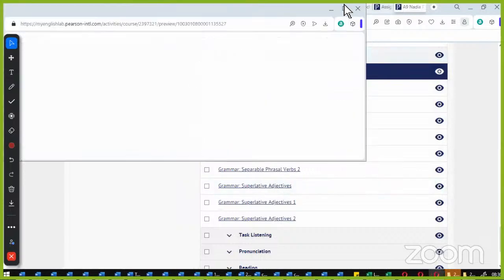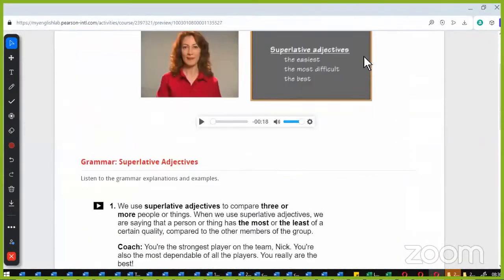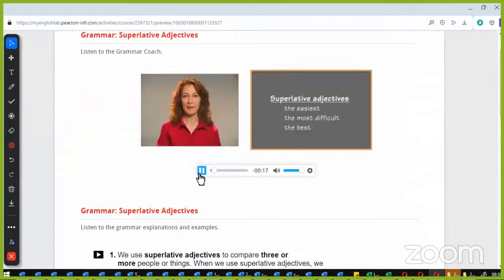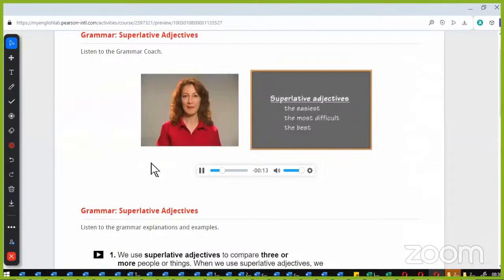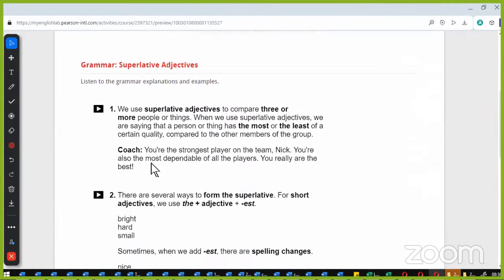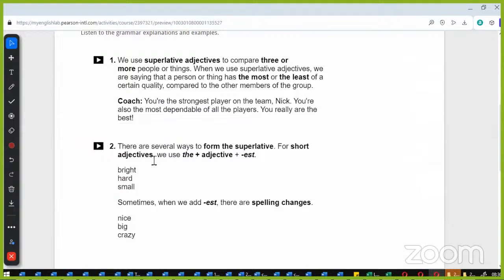Let's do this one. Hi. Today we're going to look at superlative adjectives. It isn't the easiest grammar point, but it isn't the most difficult either. We use superlative adjectives a lot, so the best thing for us to do is to begin right now, okay? Okay, let's please read number 1 and number 2.